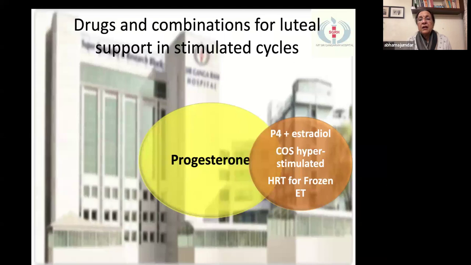Estradiol can be combined with progesterone in a hyperstimulated cycle where we want to do a fresh transfer, and it has to be combined in HRT cycles for frozen ET.